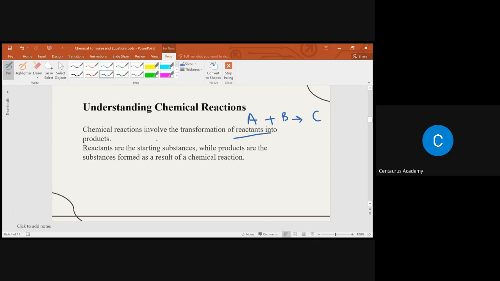Okay. So reactants are on the left hand side of the chemical reaction, whereas products are on the right hand side of the chemical reaction. For instance, here in this scenario, A and B are your reactants, which are on the left hand side, and C is going to be your product. Okay, are we clear up to here?